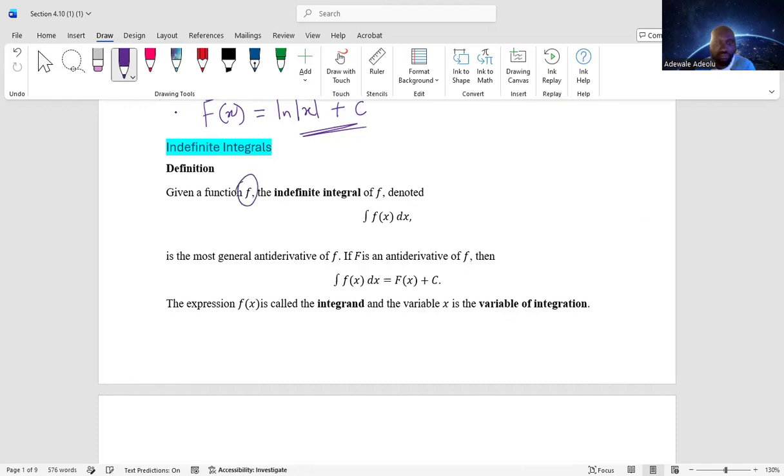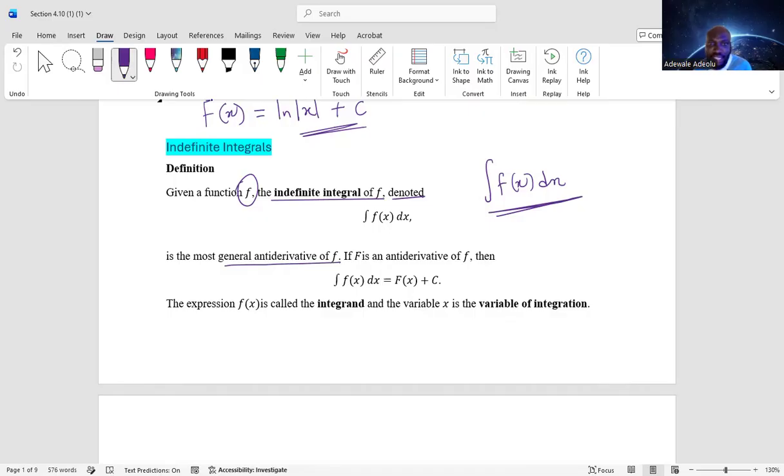Given a function, say small f, the indefinite integral, this notation, the indefinite integral of f, is denoted by this elongated S. Please do not write this; they are not the same thing. That is the letter S. We need this elongated S. So we write this, dx. We call it the indefinite integral of f, and it is the most general antiderivative of f.